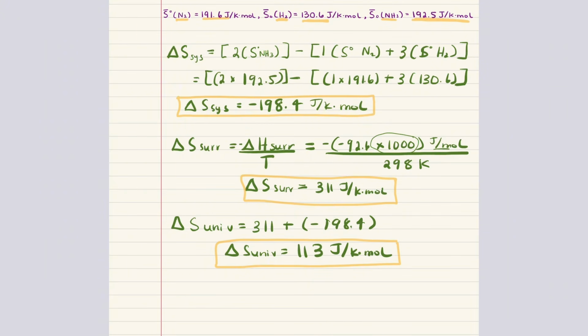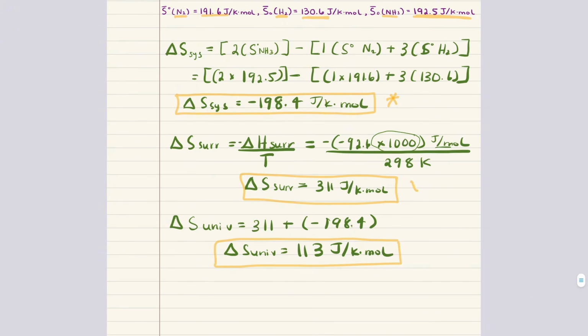What should we conclude? Now, even though the system's entropy decreases, because we produce fewer moles of gas, the heat released to the surroundings increases the surroundings' entropy by a larger amount. So we notice that the net change for the universe is positive.